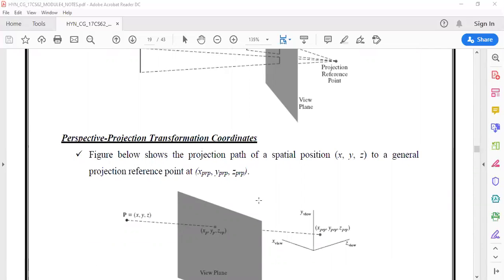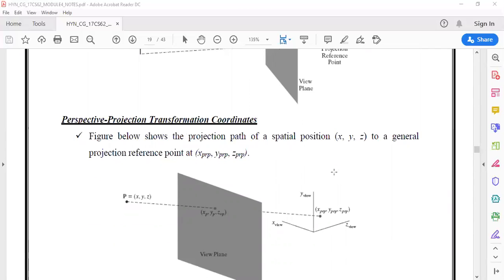So how we can define coordinates for perspective projection. This figure shows the projection path of xyz, right? So I have a point P which is x comma y comma z, right? So this is displayed on a view plane by using the perspective projection, right? So when it is displayed on the view plane, it is displayed parallel to z axis, right? So it is displayed parallel to z axis and it is displayed on the view plane.